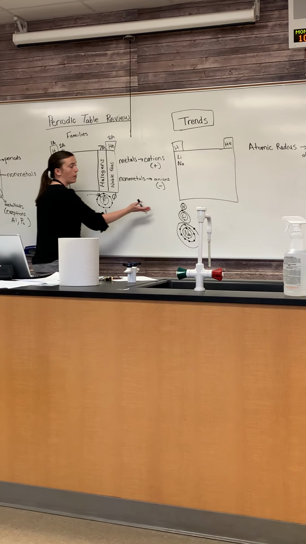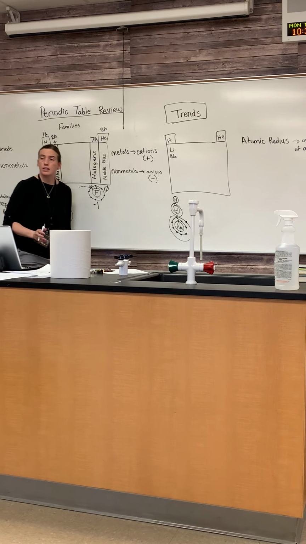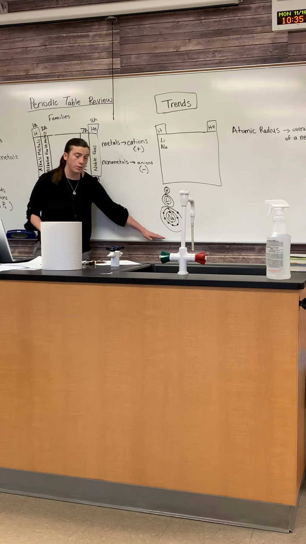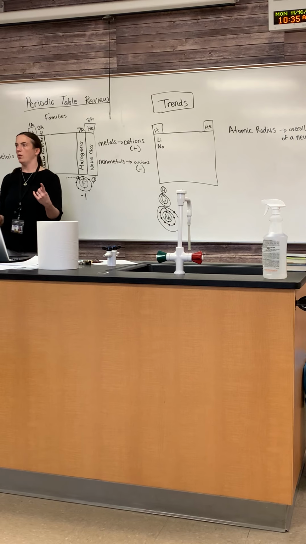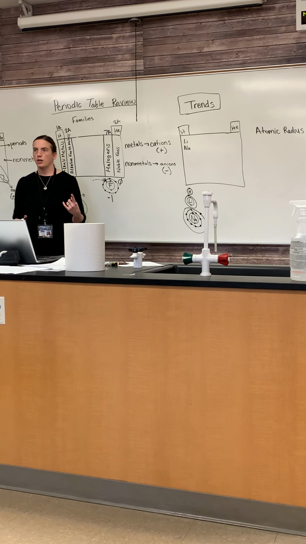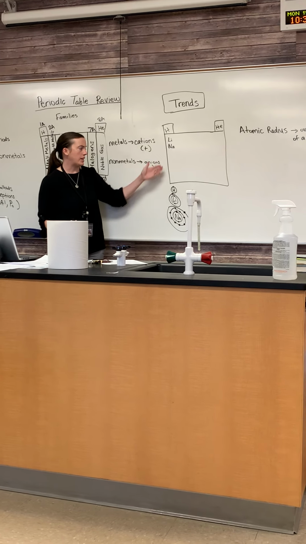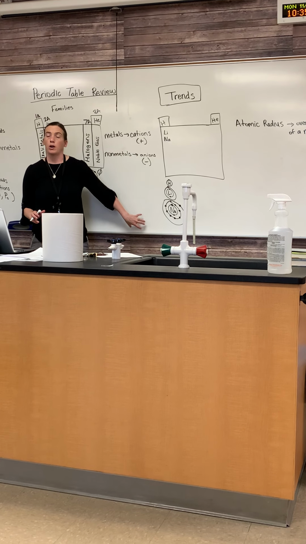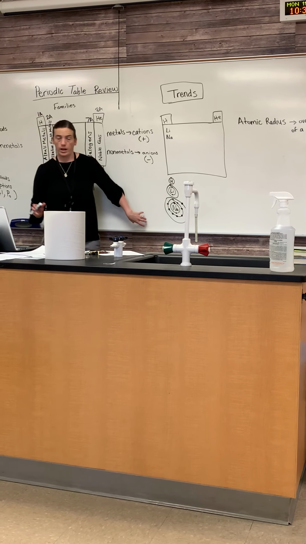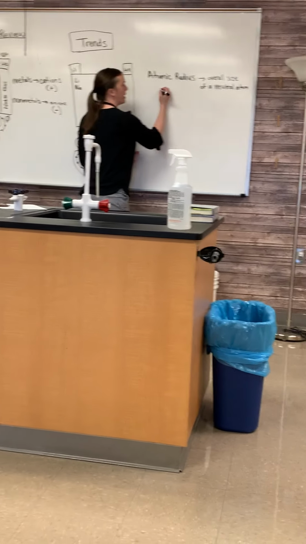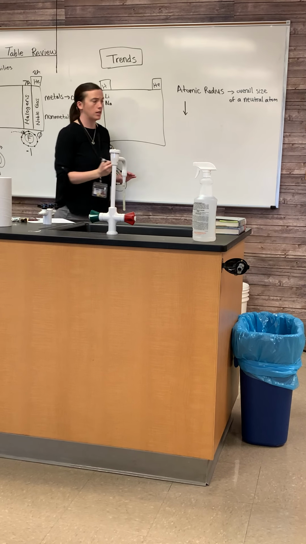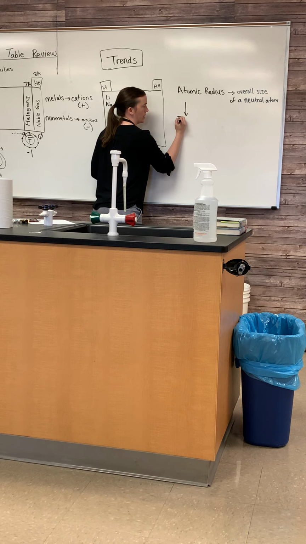If I were to keep going, the same thing's going to happen. Whenever I go to the next one, now the third shell will be full, but the fourth shell will only have one valence electron. So as we're going down, what's happening to the atom? Is it getting bigger or smaller? So with the atomic radius, the trend is as you're going down a family, you are increasing in size.